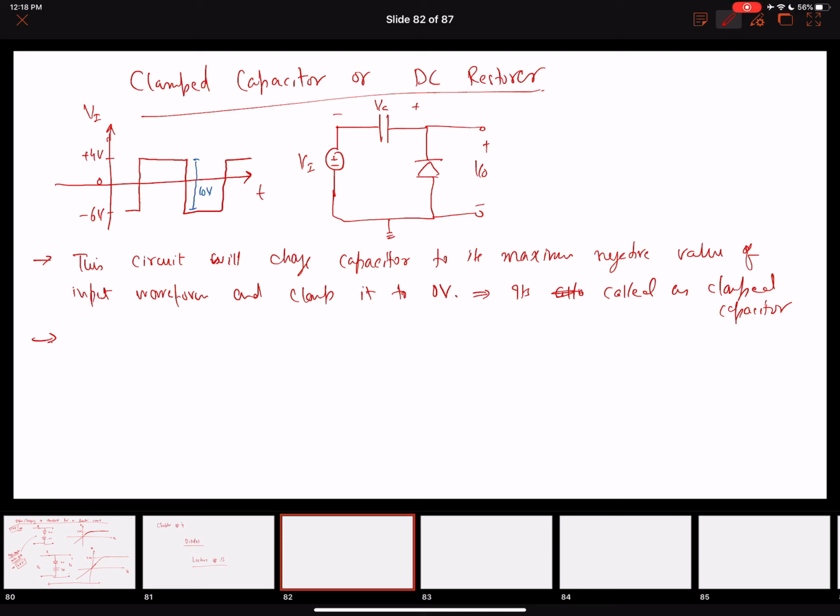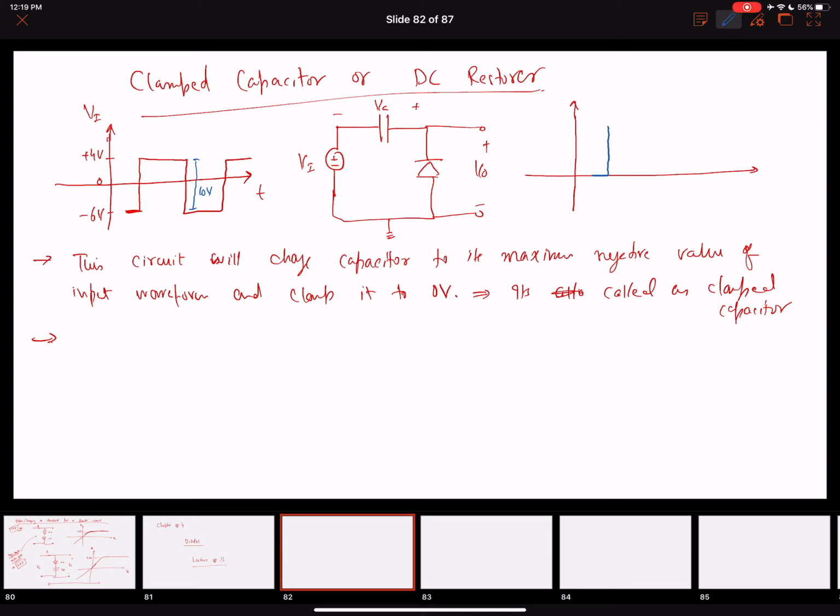First it is going to charge the capacitor to the maximum negative peak value. Whether it charges to the negative peak value or the positive peak value depends on the direction of the diode connection. In this configuration of the diode, it is going to charge to the negative peak value, and then clamp it by shifting it to 0 volts.